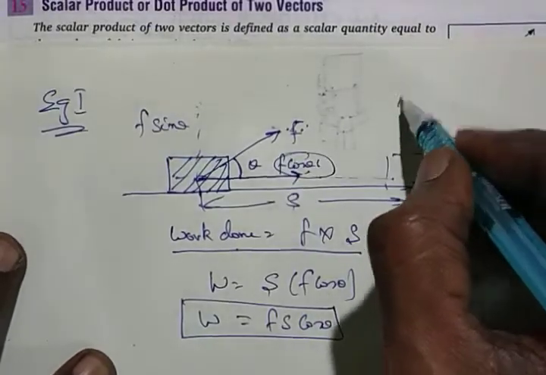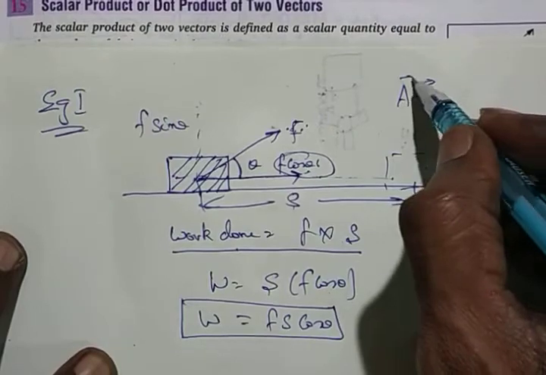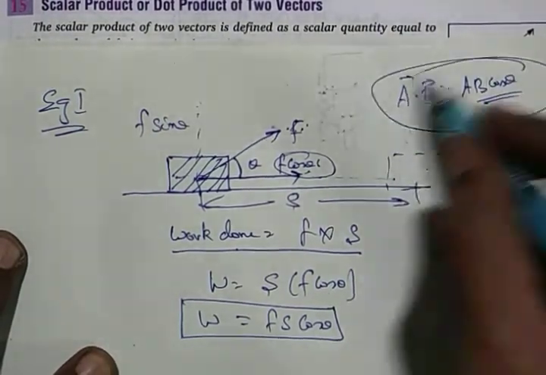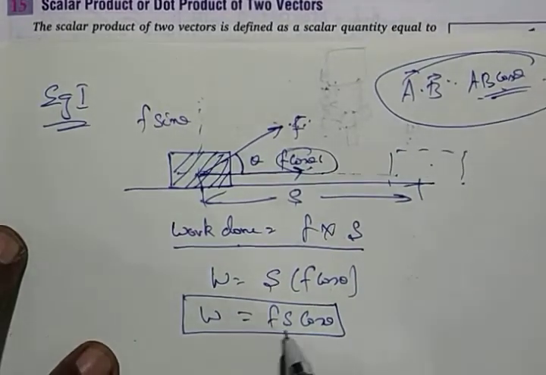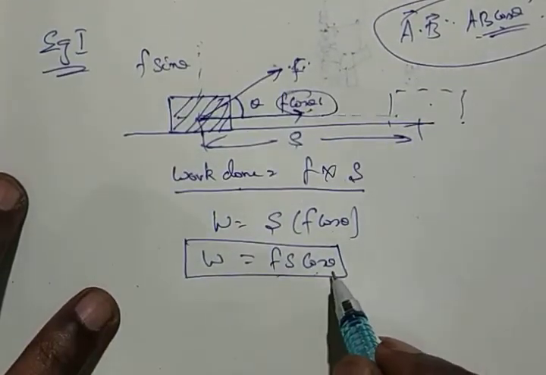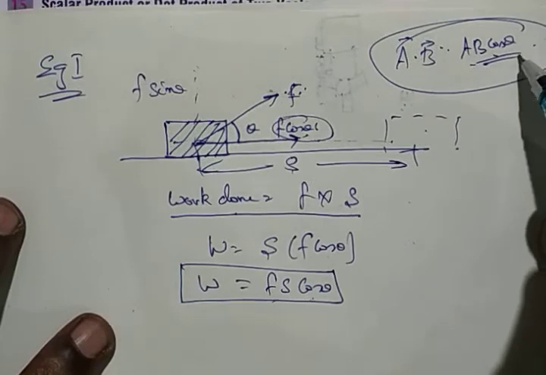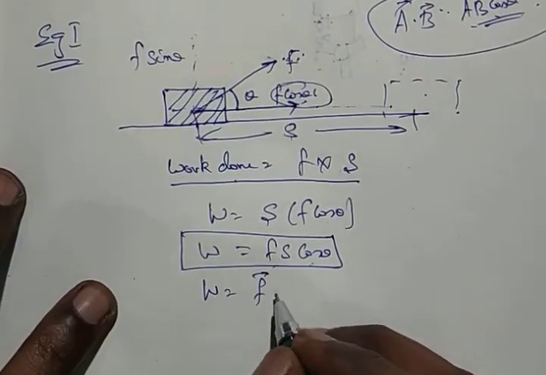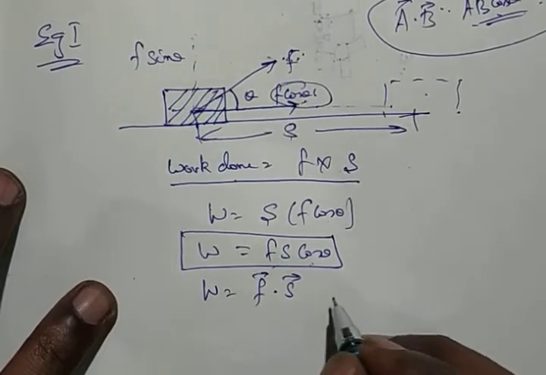Just now we saw A dot B is equal to AB cos theta. If FS cos theta represents AB cos theta in the same way, what can we write here? W is equal to F vector dot S vector. It is a dot product.